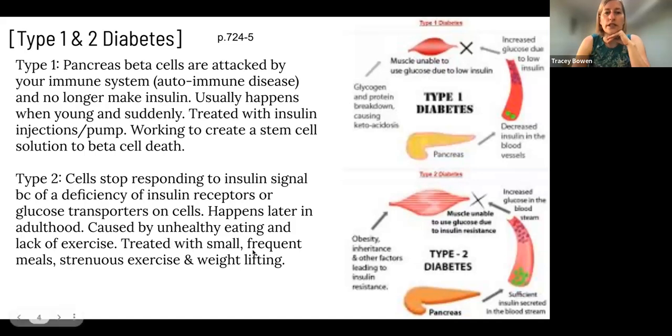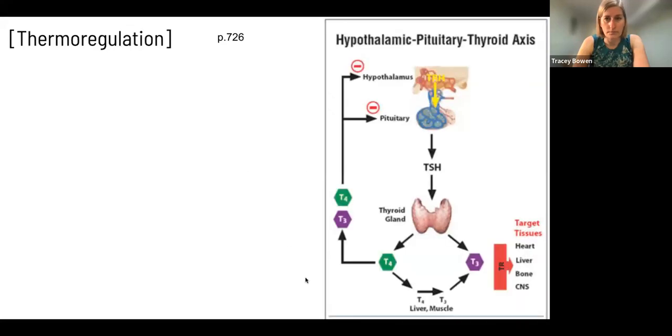So the way that this is treated is with small, frequent meals, strenuous exercise, although this could be as little as walking 30 minutes twice a day, and weightlifting. And so this is actually pretty easily treated as long as you're not super dedicated to being a couch potato.